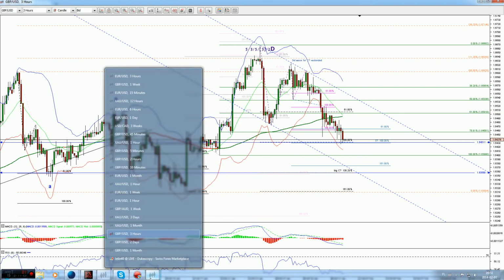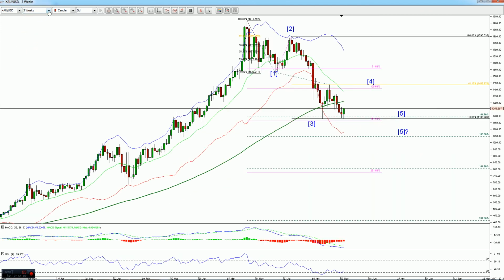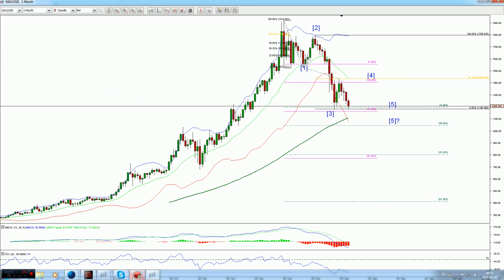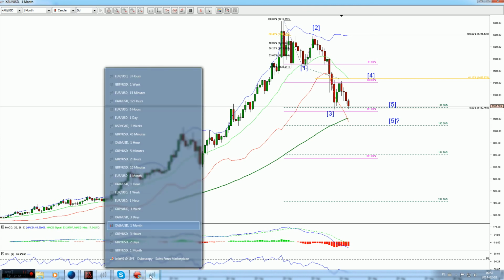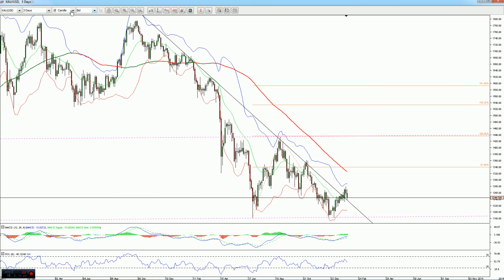Okay, let's go to the gold. There should be a green candle on this monthly chart. I don't know why I don't have it here now. One second, there is something wrong with this update, most probably. Anyway, 1, 2, 3. I'm expecting A, B, and C. So this should give me a bigger 4, most probably. Let's check the daily.